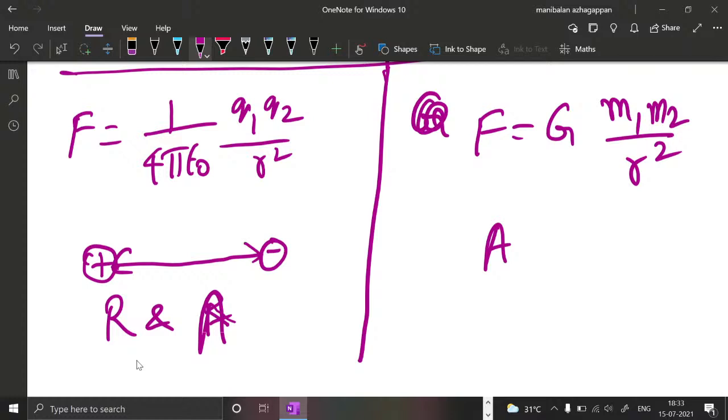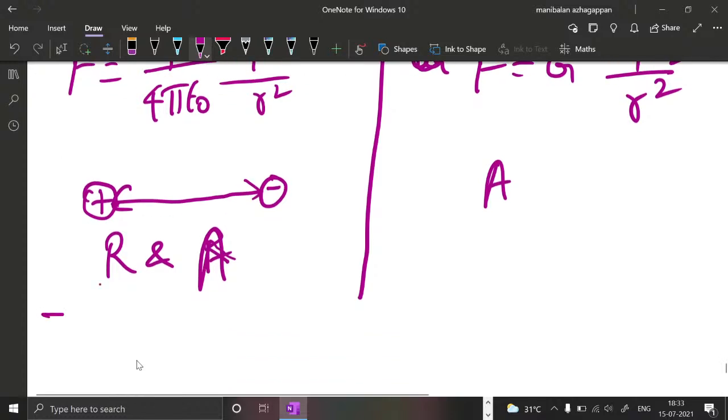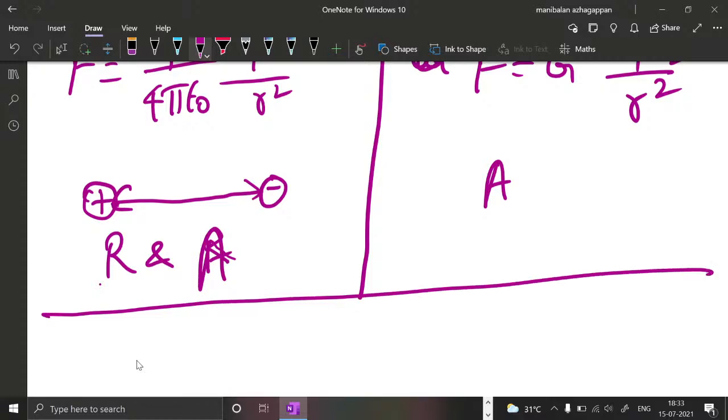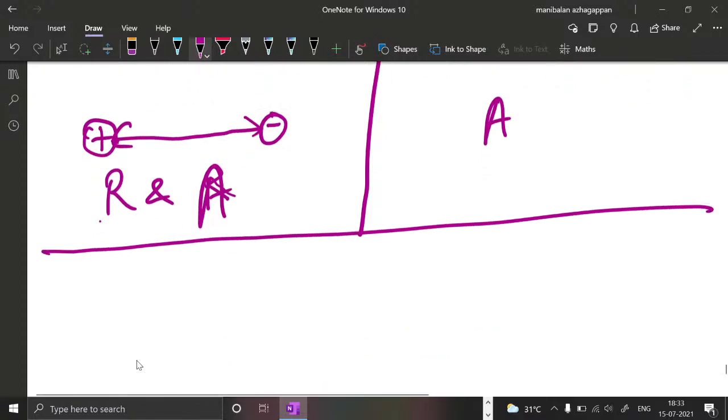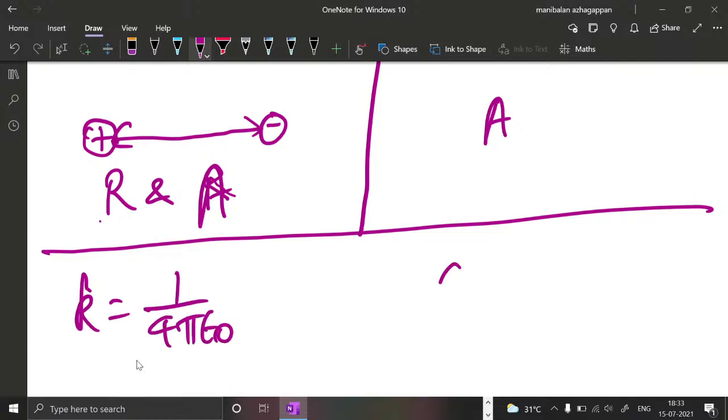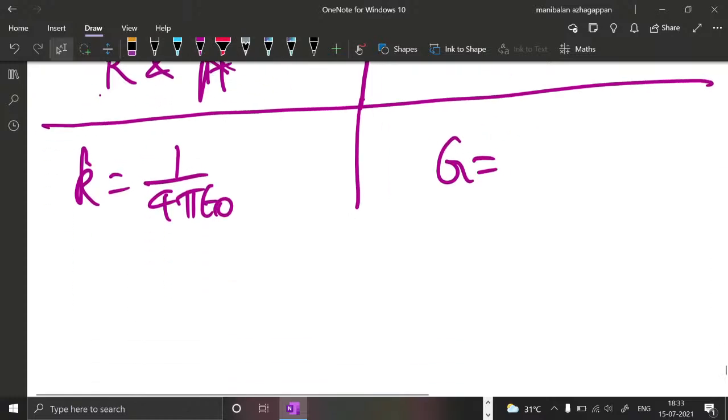Next, on this side the constant is 1 divided by 4 pi epsilon naught. Here the constant is G. Here the constant 1 divided by 4 pi epsilon naught is 9 into 10 power 9.